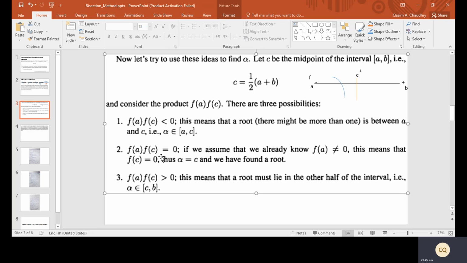So if f(a) into f(c) is equal to 0, and we already know f(a) is not equal to 0, this means f(c) is equal to 0 and alpha is equal to c, and we have found a root. That's it. Now the third option: if f(a) and f(c) are both positive, let's say a is positive here and this is also positive, then the root will not exist in this interval. So the root should exist within the other interval. So students, there are three possibilities.